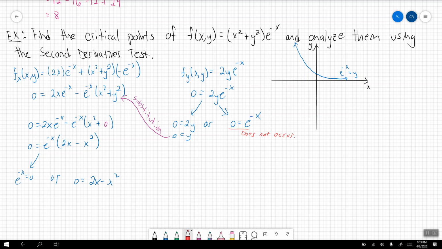Now we know from our previous work that e to the negative x equal to 0 does not occur, so that kind of goes away, which means here we're going to be looking at 2 minus x, which means x is equal to 0 or x is equal to 2. Nice. Wow, that was a lot of work.